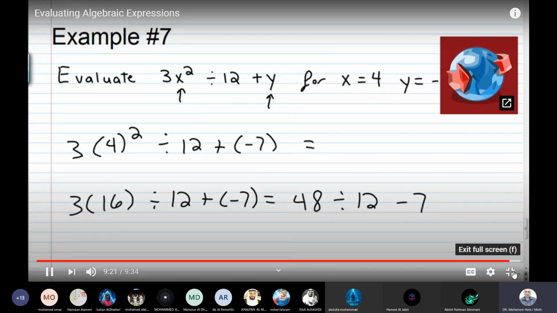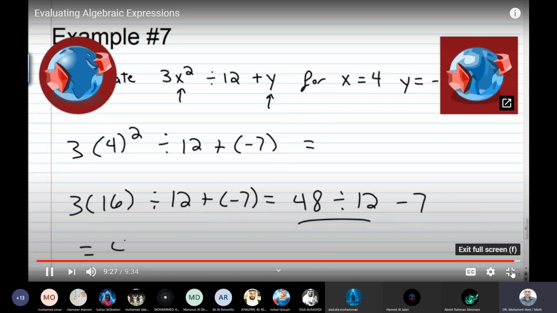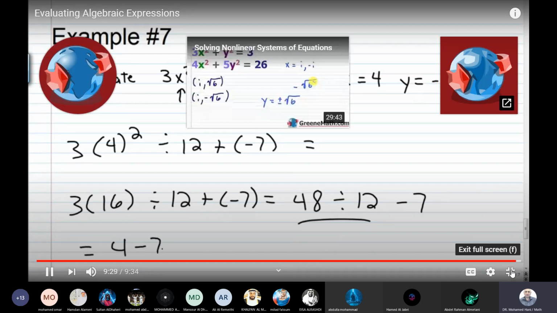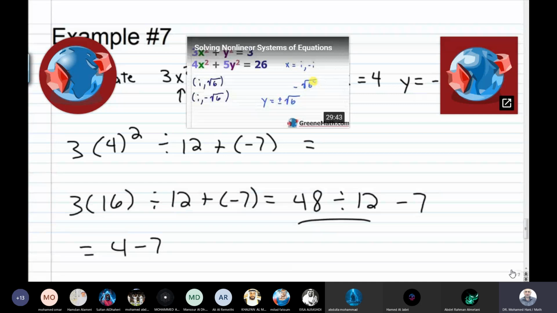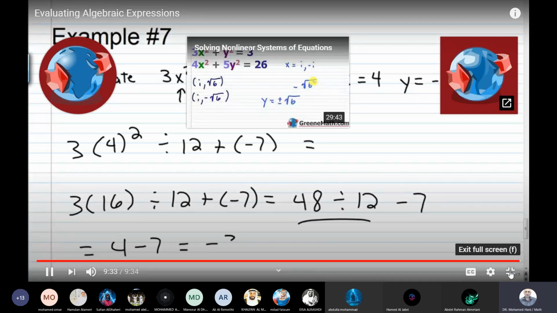All right, so now we want to divide before we subtract. 48 divided by 12 is 4. So I'm going to end up with 4 minus 7, or 4 plus negative 7. But you should know by now that this is just going to be negative 3.